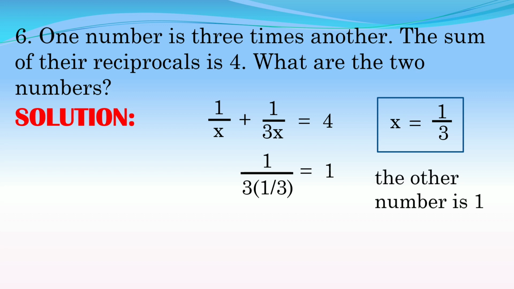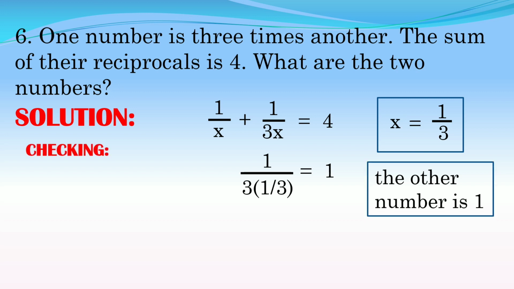So, check natin kung kapag inadd natin yan ay equal sa 4. So, check tayo. So, ang reciprocal ng 1/3 ay 3. And then, di ba, si 1 over 3x or 1 over 3 times 1/3 ay equals sa 1. So, yun yung ating second number. So, 3 plus 1 is equal to 4. So, kung napapansin nyo, tama po yung nakuha nating sagot. So, ang ating final answer or ang ating dalawang numbers na hinahanap ay 1/3 and 1.